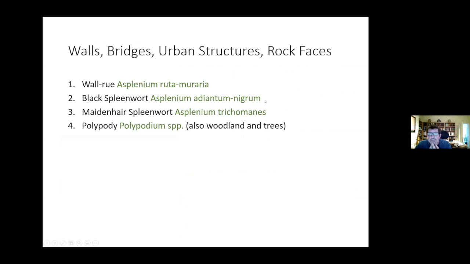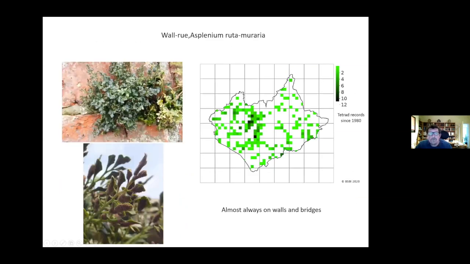Now, 4 of the 10 you can find on walls, bridges, urban structures, and rock faces. Well, I'm going to look at those now. This is Wall-rue, a very pretty fern, growing out of a brick bridge. And it has linear sporangia. I think you can just about see the lines here. These are a bit overripe again.